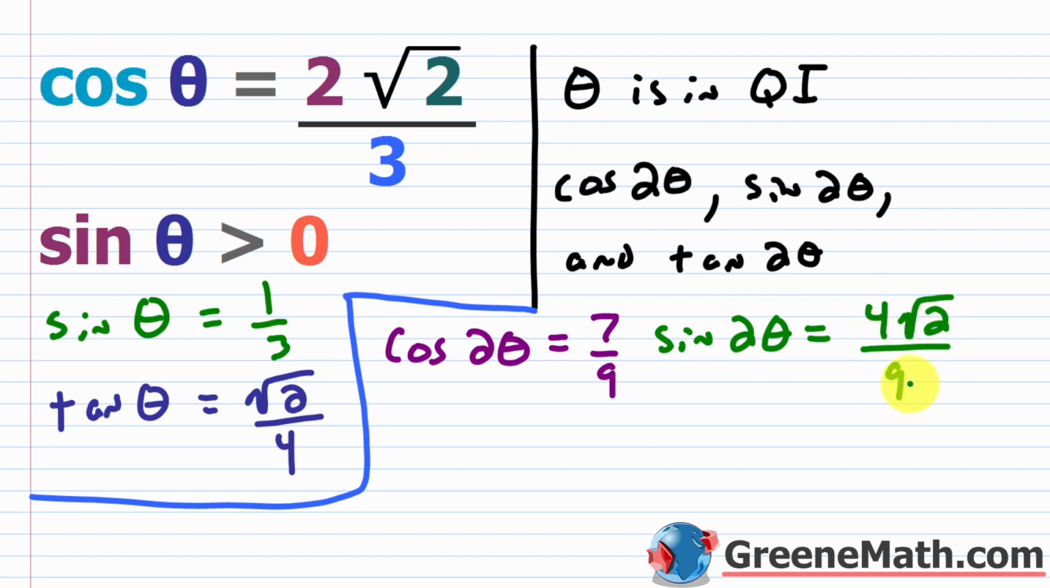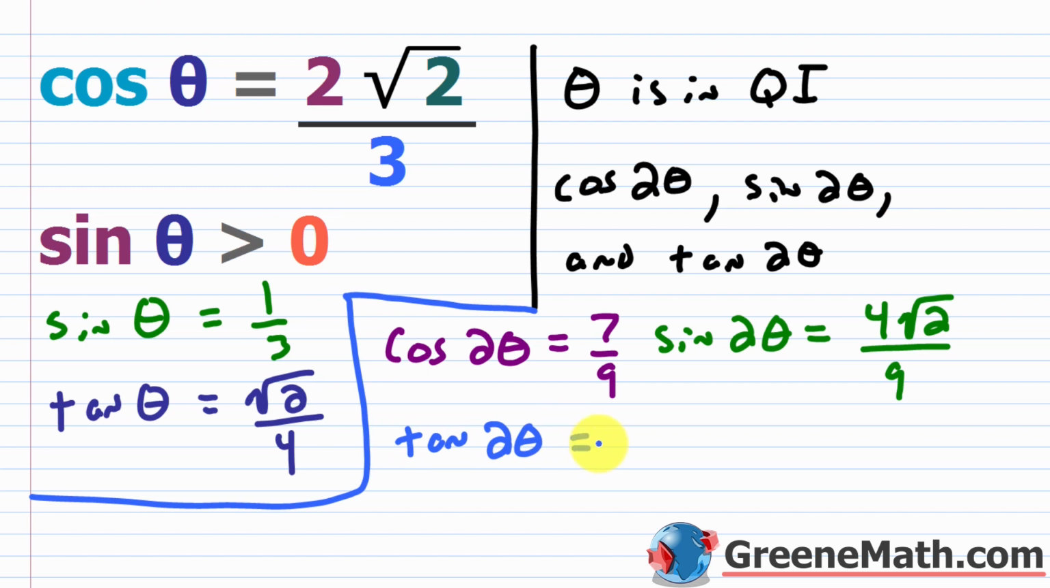And again, you could flip this to find the cosecant of 2 theta, okay? But again, you'd have to rationalize the denominator there. We're not asked for that here, so we're not going to do that. Okay, so lastly, we want the tangent of 2 theta. So how do we find this?